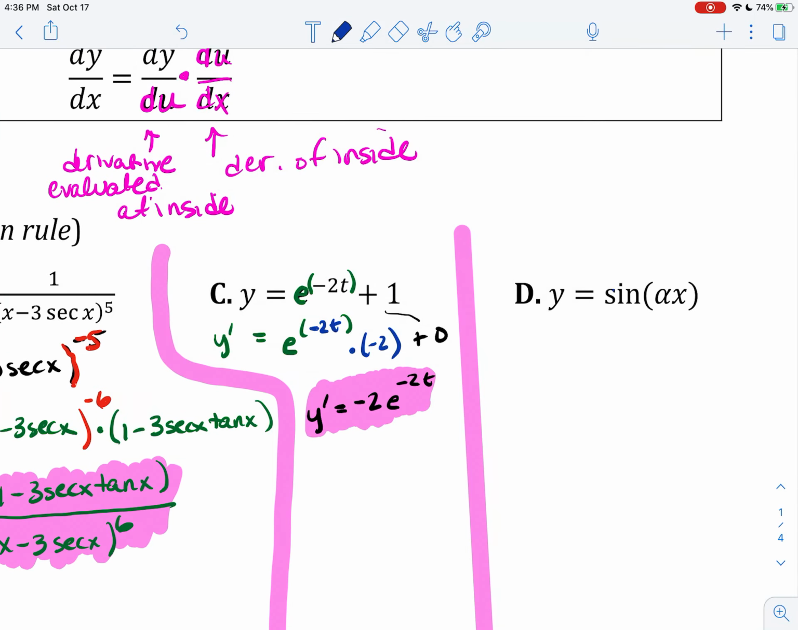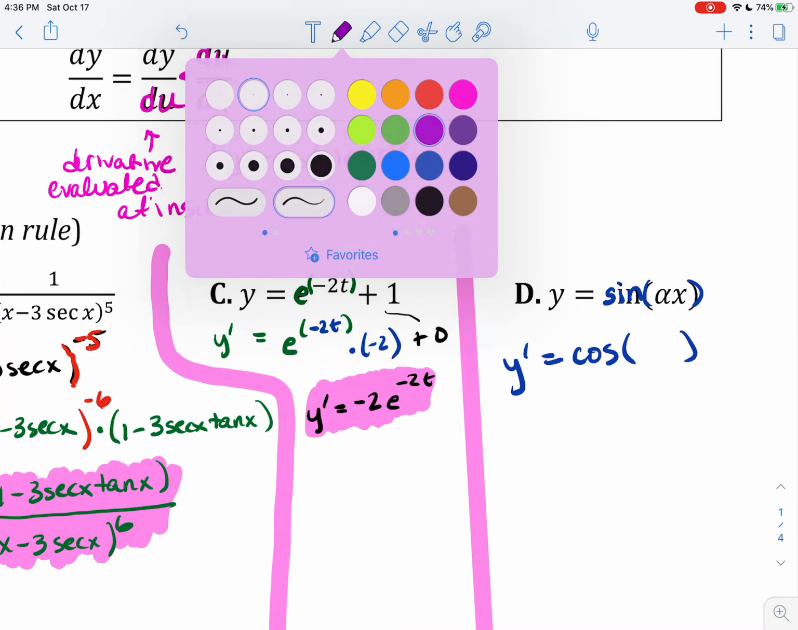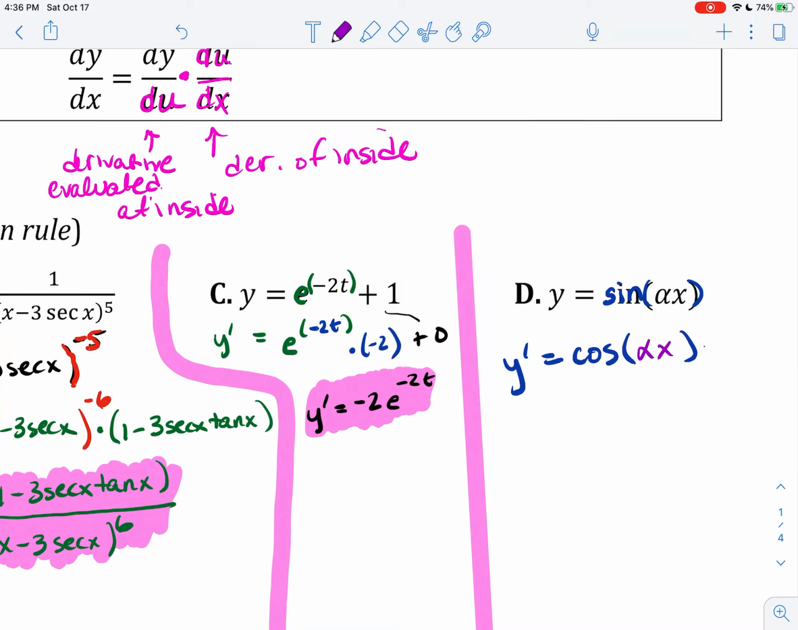What is our outside function? Our outside function is sine. And so when we take our derivative, what is the derivative of sine? Cosine. We're going to evaluate at the inside, but then times the derivative of the inside, and that's going to be alpha. And so cleaning things up, we see that y prime is alpha times cosine of alpha x.